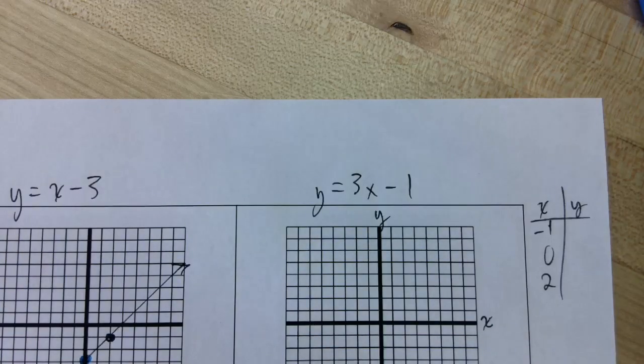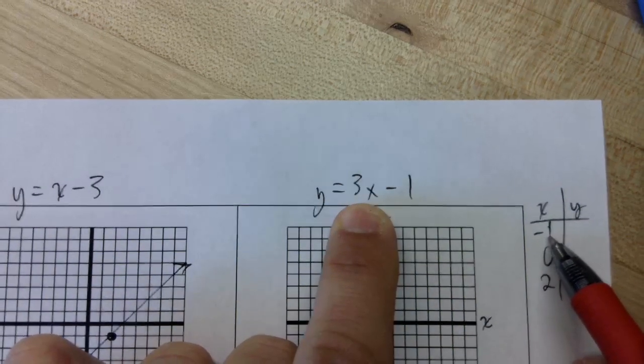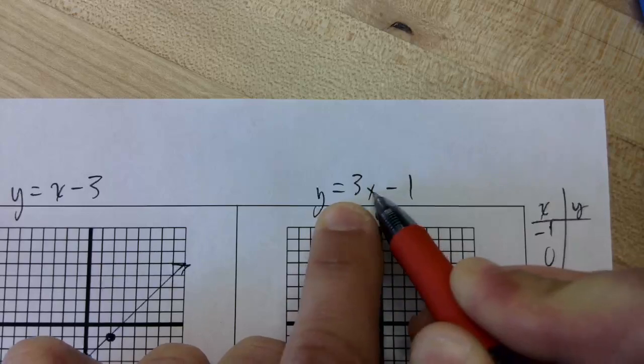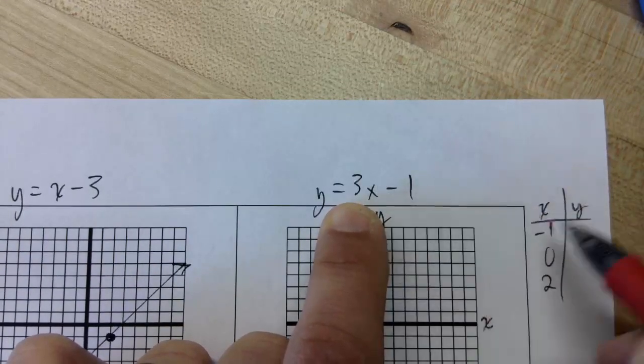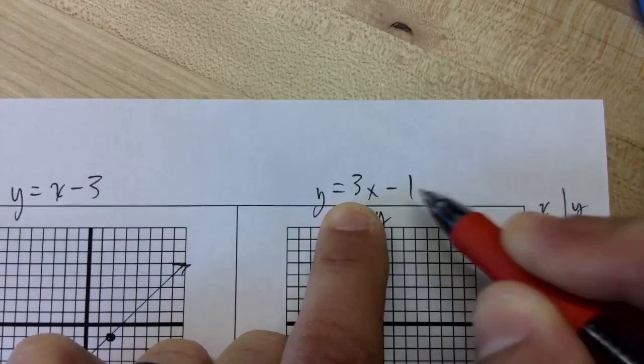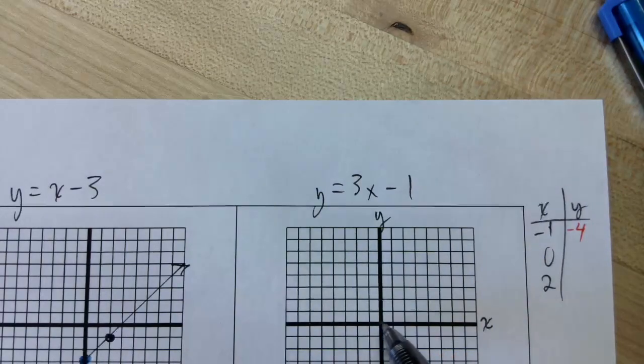All right, so if we plug in x as -1, 3 times -1. You see, 3x means 3 times x. So 3 times -1 is -3. Take away one more, that's going to be -4. So I can plot the point -1, -4.